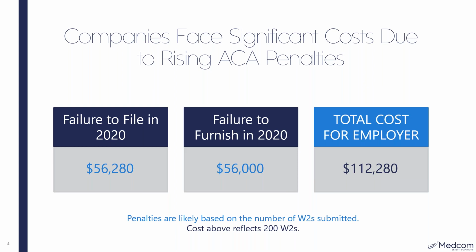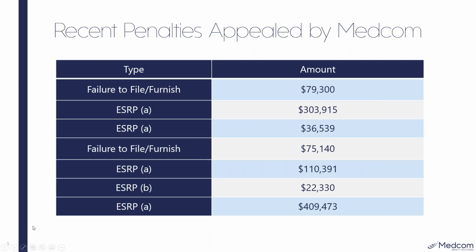I know that Michelle's talked about these penalties before and the potential damage they can cause, but we really wanted to show you these real world examples and take a look at a few of our most recent penalty appeal cases here at Medcom Benefit Solutions. Taking a look at what we've worked with recently, we have a range from the lower 20,000s all the way up to more than 400,000 in penalties.